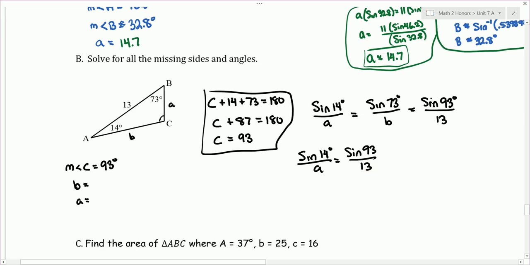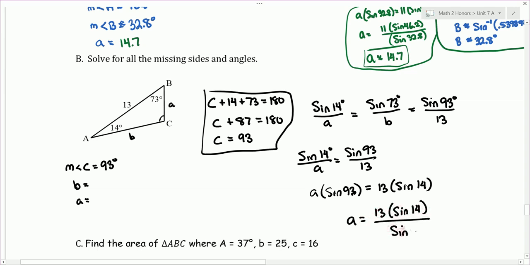So let's cross multiply here, and we get A times the sine of 93 degrees is equal to 13 times the sine of 14 degrees. Divide by the sine of 93 degrees. And you end up with A is 13 times the sine of 14 degrees divided by the sine of 93 degrees. Carefully enter that into your calculator and check to make sure you're getting the same thing I get.